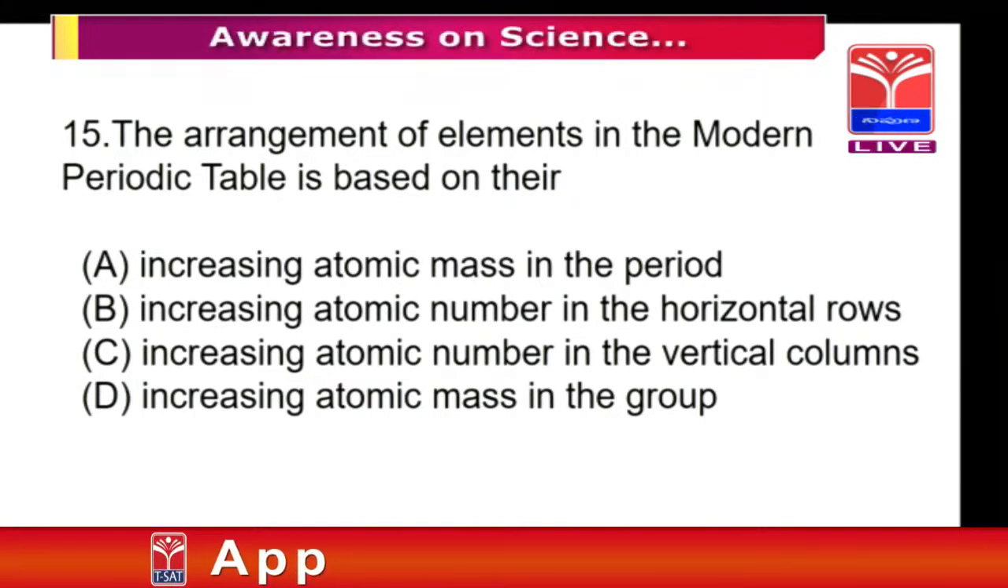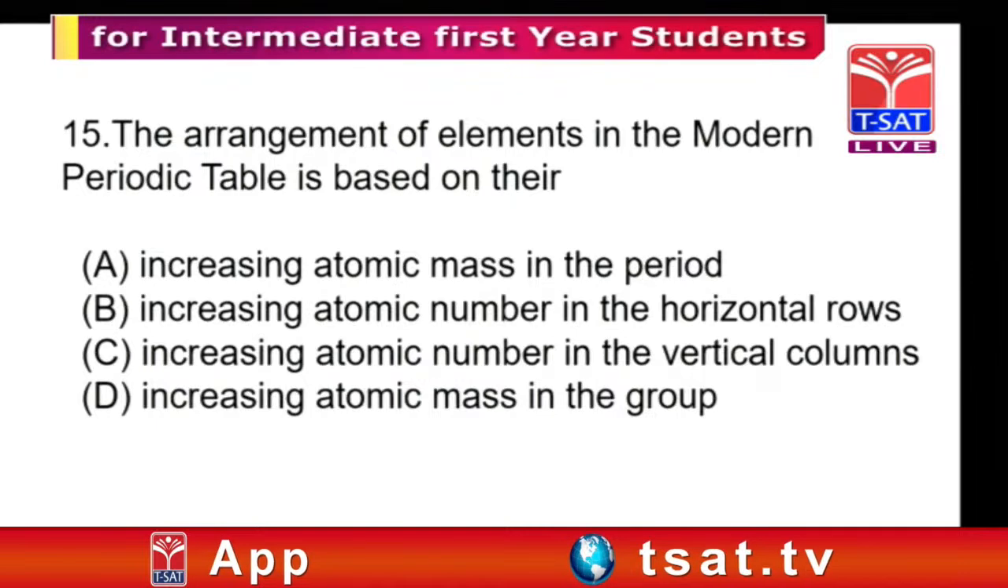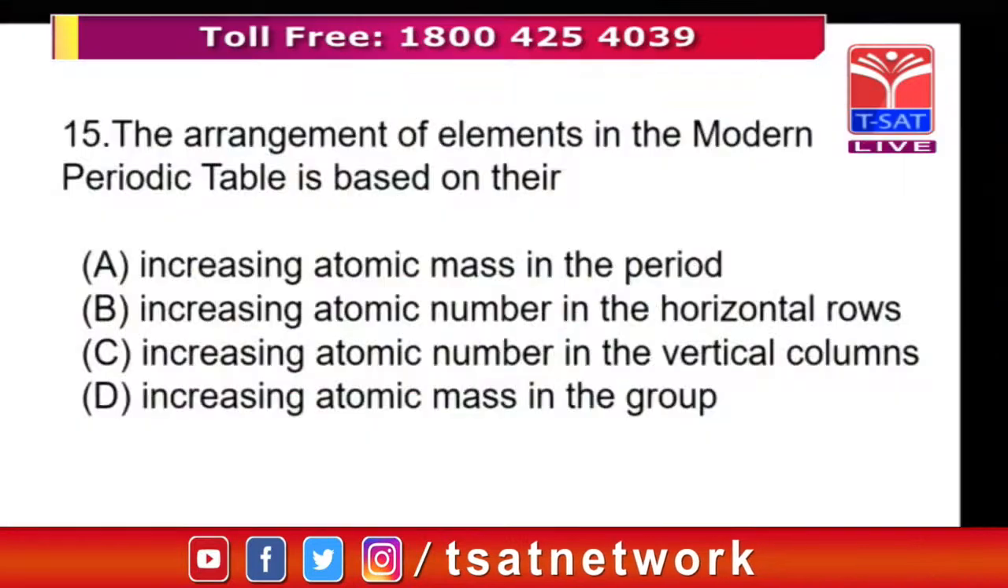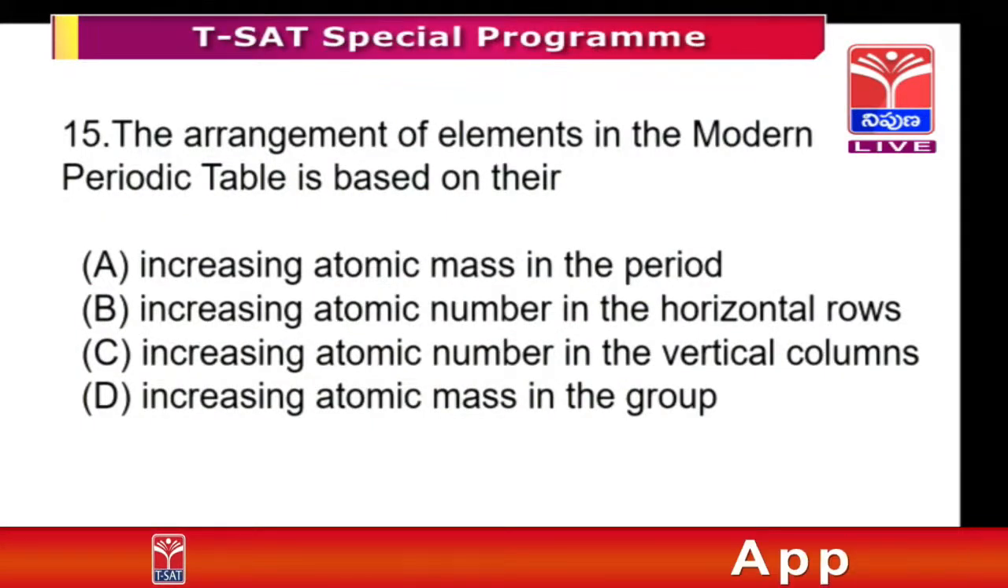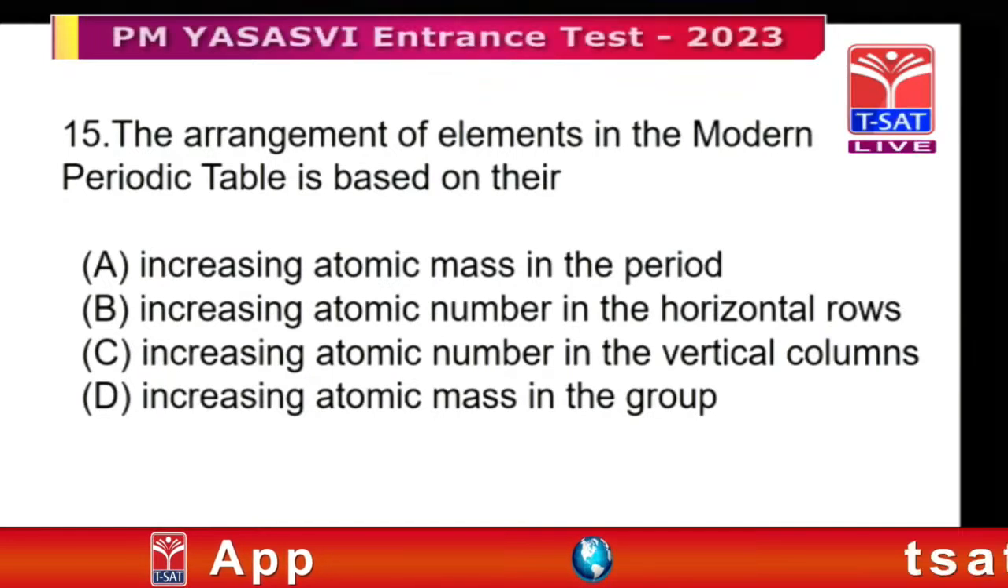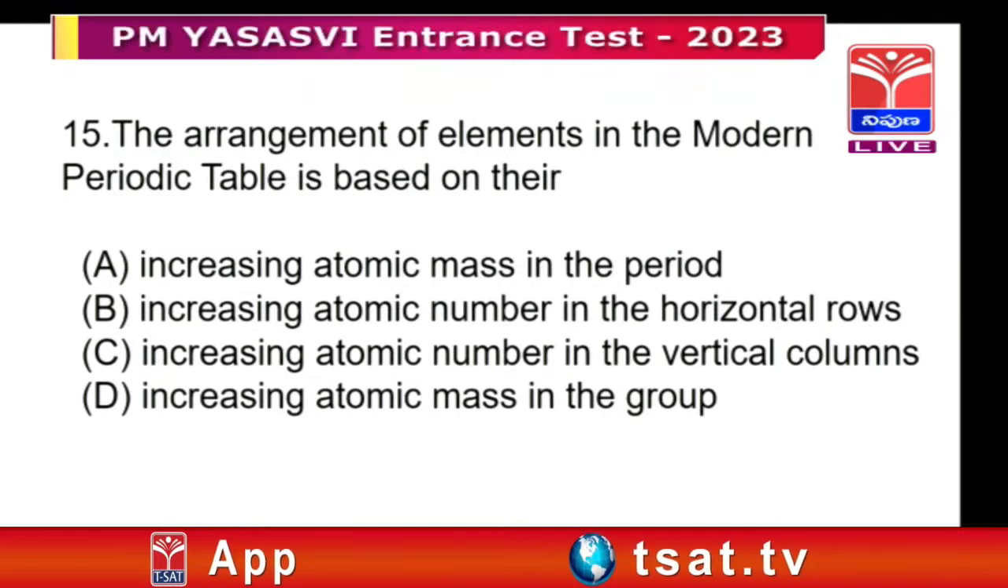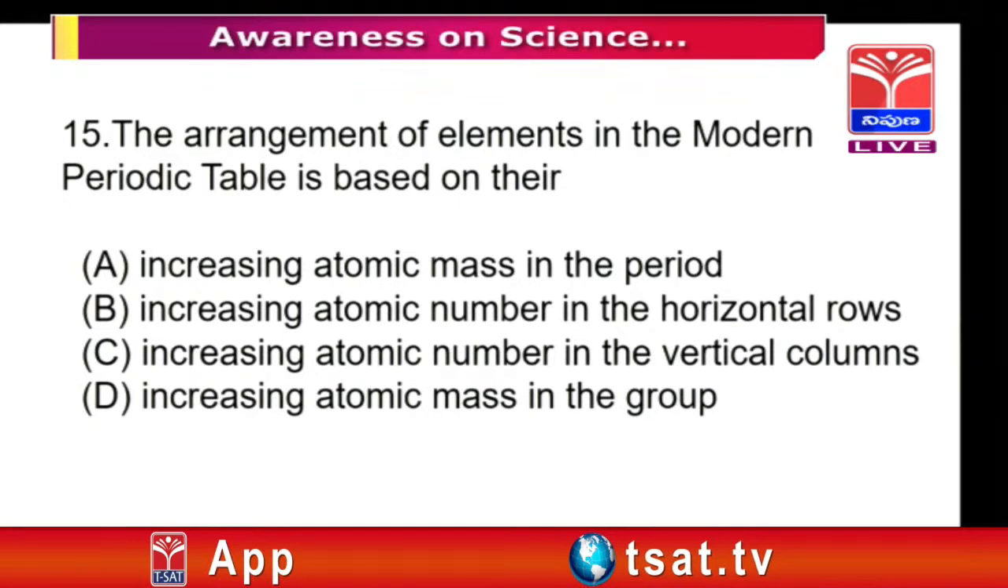There are horizontal rows and vertical columns given. Actually, in the periodic table we call them groups and periods, but 2 options are given as period and group, and 2 options are given as horizontal rows and vertical columns. See, there is a little twist. So, Hari Krishna sir, can you explain this?